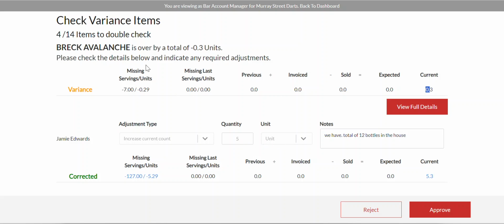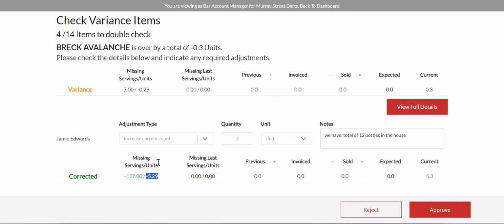The way we can uncover all of this is see that the original variance was 7 bottles or 29% of a case. Now, after the correction, you can see that the corrected values show down here in blue, and our current count has increased. So when we say we have 12 bottles in house and the current count after the adjustment is 5.3, that would be cases, we know we've got an error. Additionally, we can look at what the variance was before, which was 0.29 of a case over, and now see that that variance has in fact grown. It's further away from 0.